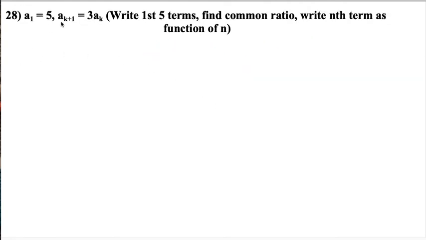A sub 1 equals 5, A sub k plus 1 equals 3 A sub k. Write the first 5 terms. Find the common ratio. Write the nth term as a function of n. Okay, ready, set, don't trip over yourself, because this is pretty easy.